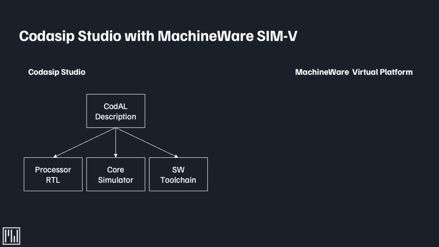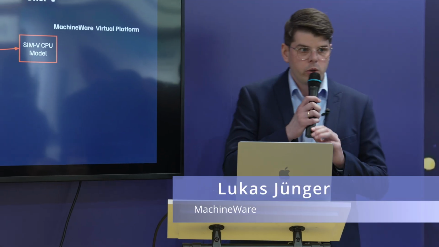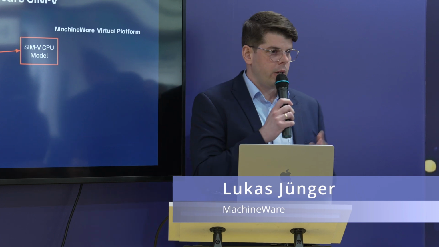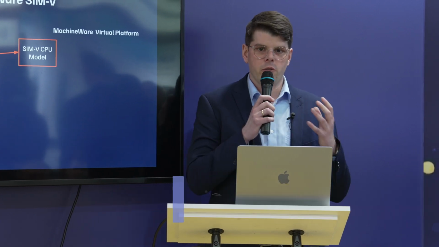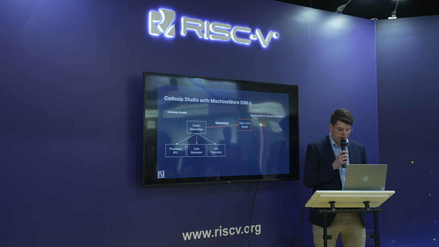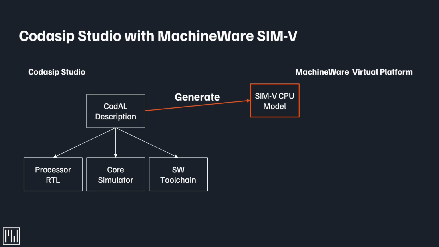You have a standalone simulator, you have verification tools that you can use for verifying CPUs, and now we also generate a SIM5 CPU model or extensions for that. So I'm going to hand over to Lukas, who will explain more. I'm going to explain a little bit about this SIM5 CPU model. In MachineWare, as Zdeněk already mentioned, we focus on virtual platforms, which are full system simulations. And with the generation of this SIM5 CPU model, we can integrate it into our virtual platform.